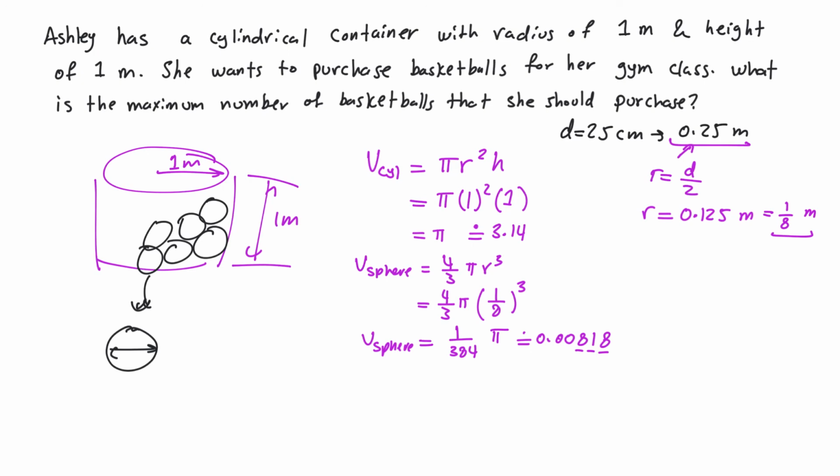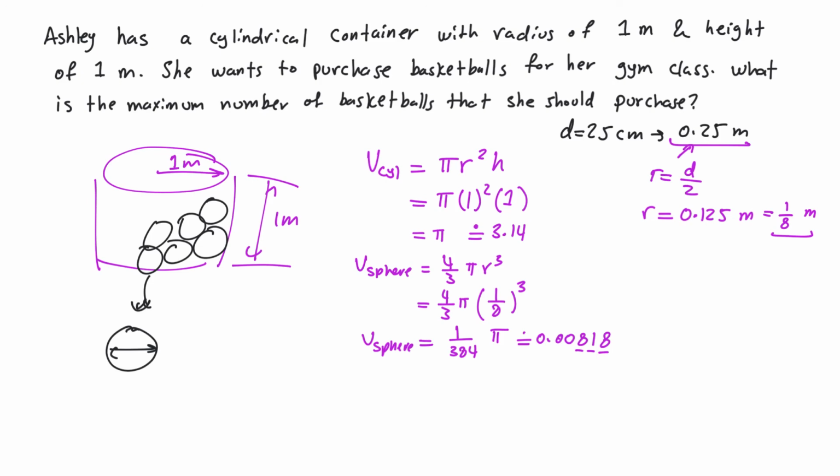Now, to find the maximum theoretical number of basketballs that we can put into this cylinder, and if you actually think about this, this is a pretty giant cylinder with radius of 1 and height of 1. The height isn't that much, but the radius of 1 means that the diameter is actually 2 meters. That's the height of a really, really tall person. So it is a really big cylinder. So let's look at how many, theoretically, how many balls we can fit into this cylinder.